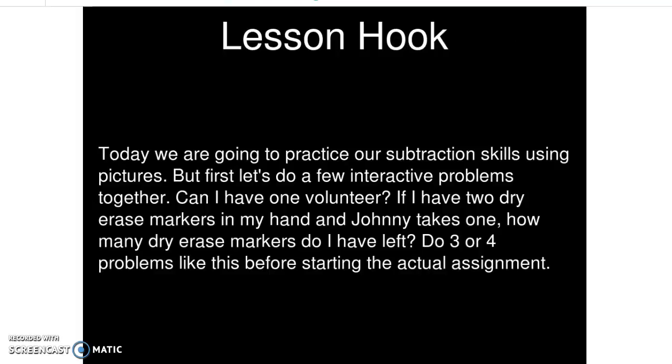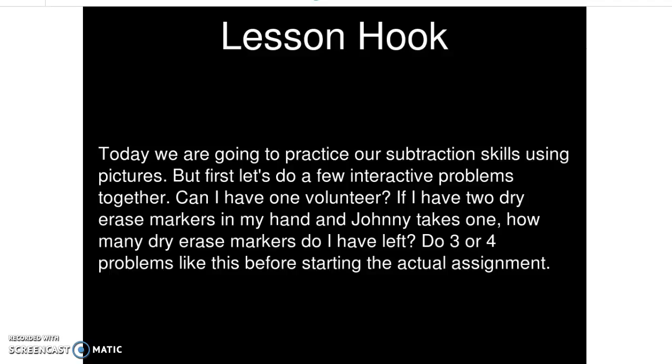The lesson hook would be, today we are going to practice our subtraction skills using pictures, but first let's do a few interactive problems together. As the teacher, I would ask my students to volunteer. I would hope to have 1 or 2 volunteers so that we could do a few interactive subtraction problems together. An idea that I have is to hold 2 dry erase markers in my hand and ask one of the volunteers to take one of them away.